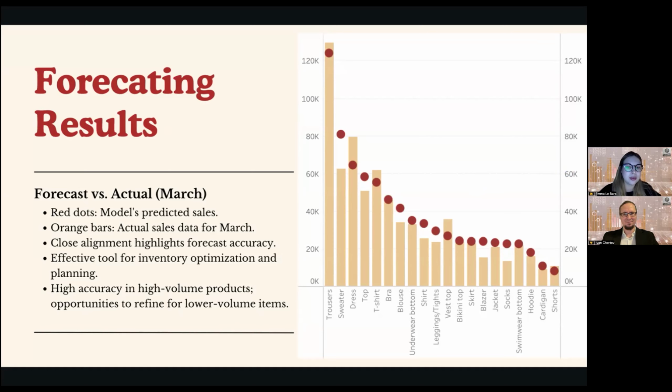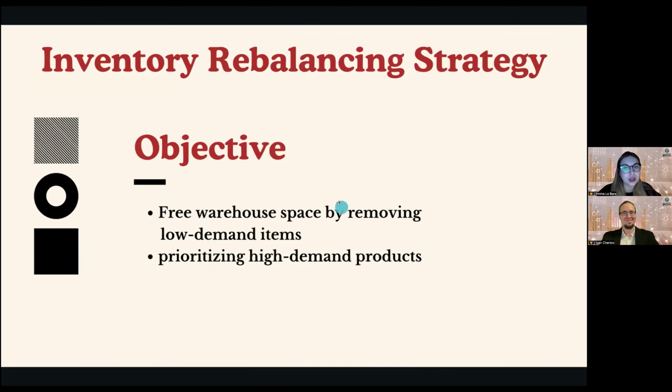Also, as we said before, this is March 2020 data. It was lockdown, so we were expecting some odd patterns. But yeah, that looks like a simple graph. It was actually a lot of work. And now Ivan will walk you through what we call the inventory rebalancing strategy.